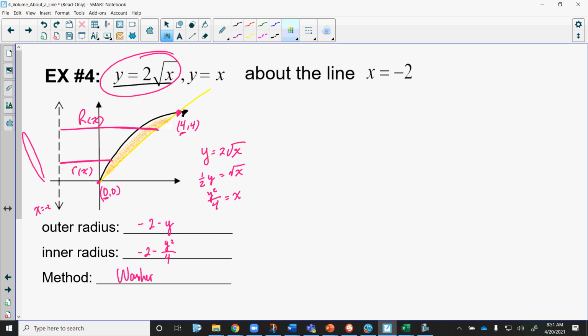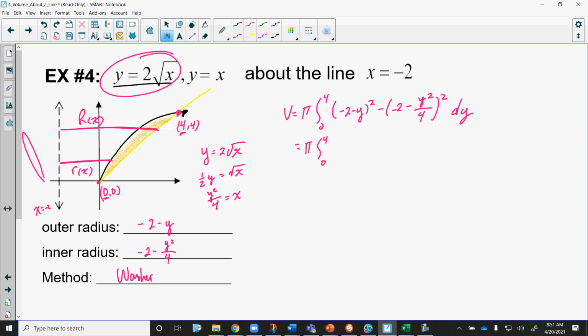So we're going to say volume is equal to pi times the definite integral from 0 to 4 of the outer radius, which in this case will be -2 minus y, quantity squared, minus the inner radius, -2 minus y squared over 4, quantity squared, dy. Again, I want to expand the binomials and see, will I have anything that can simplify?